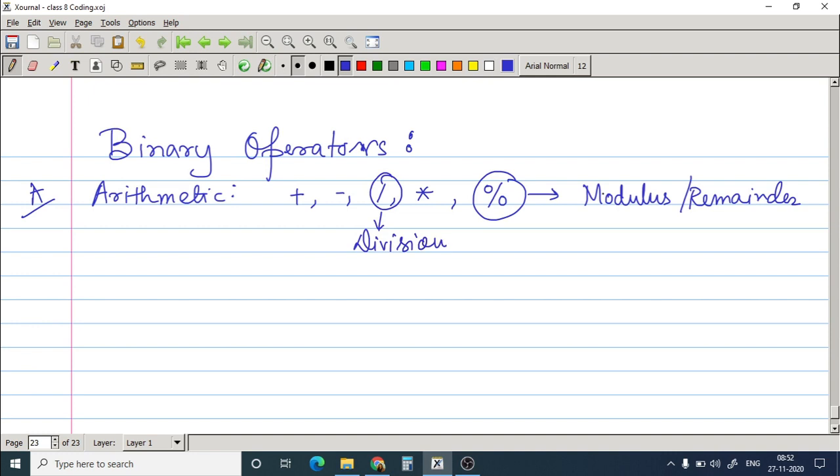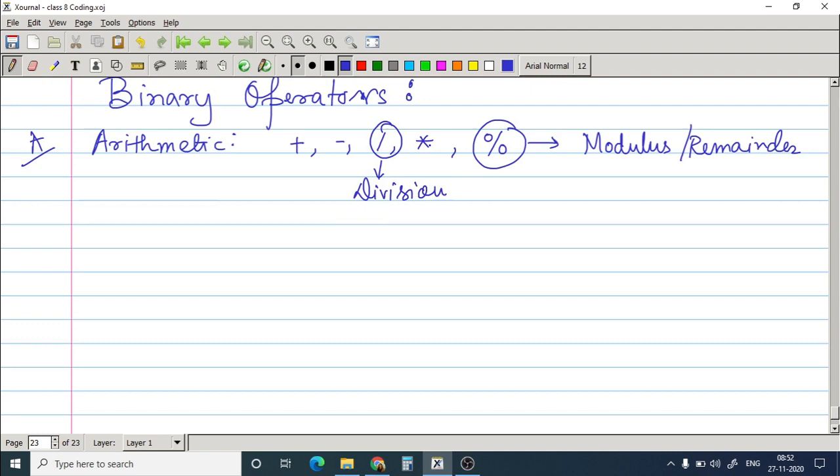Now there is a difference between the two, so I would like to explain these two. Both are related to division operation, but this one yields the quotient and this one yields the remainder. Suppose you have x equals 17 and y equals 5. Now suppose you have x by y and you have x mod y.